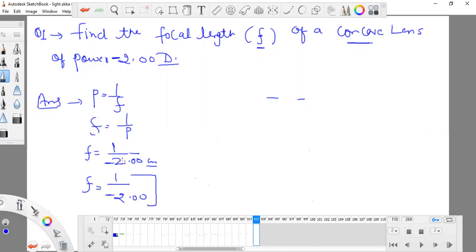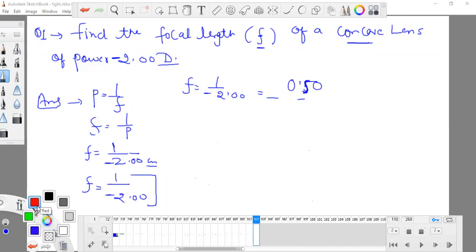Just do 1/2, and after that use a sign of minus in front of it. That's it. Yeah, very good. So this will be 1/2. Okay, Salia gave me the correct answer. It will be 0.50. Okay, 0.50.